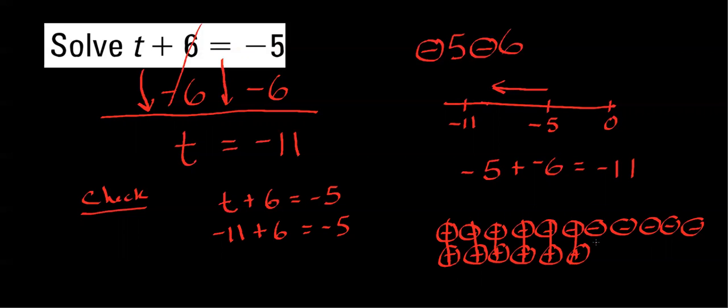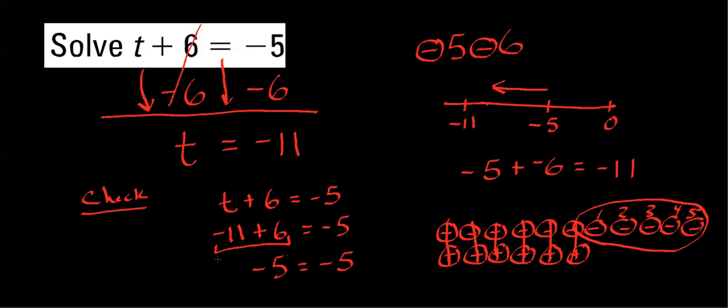And what am I left with here? Well, I am left with 1, 2, 3, 4, 5 negatives. So negative 11 plus 6 is negative 5. And it looks like everything worked out here. So I have a good answer with my final answer of t equals negative 11.